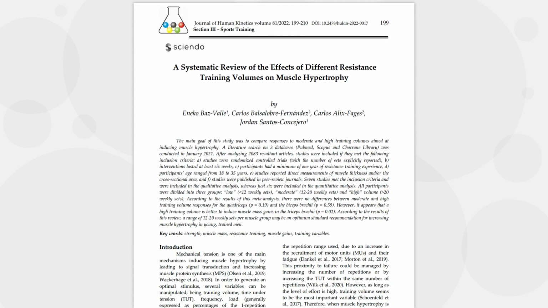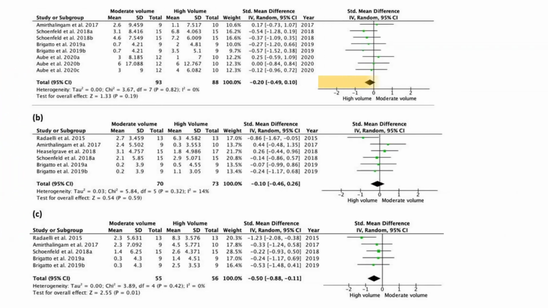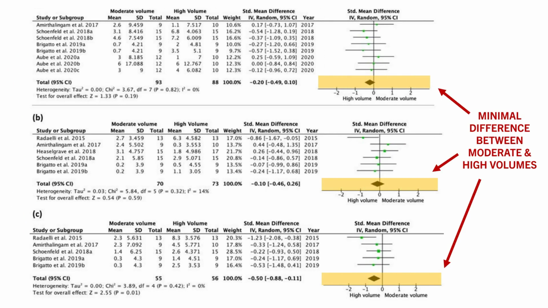These categories were defined as low volume being training a muscle with less than 12 sets per week, moderate being 12 to 20 sets per week, and high volume being greater than 20 sets. It was found that moderate volume training, so 12 to 20 sets per week, was significantly superior to training with less than 12 sets. However, high volume training was only marginally superior to moderate volumes.